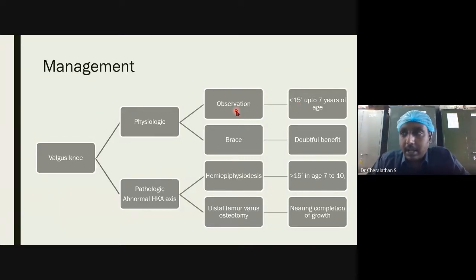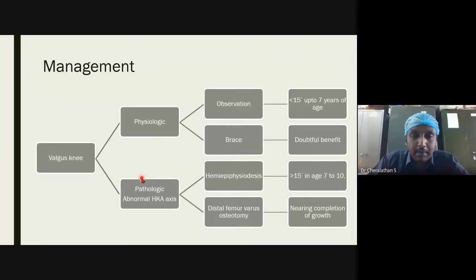There can be some parents who are very pestering, saying doctor, please do something, I am very worried. They won't get convinced just by reassurance alone. For those individuals, you can give them a brace. But clinically, there has been only doubtful benefit. We don't know whether the brace will work or it won't work. But just to pacify the parent, you can give a brace. But again, you should give a word of caution. This may work, this may not work, and this is actually not needed. That is how you talk to the patient.